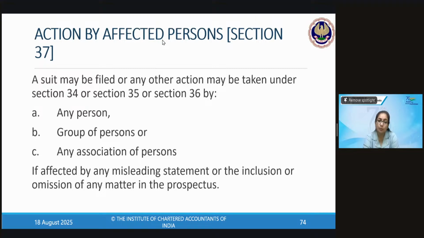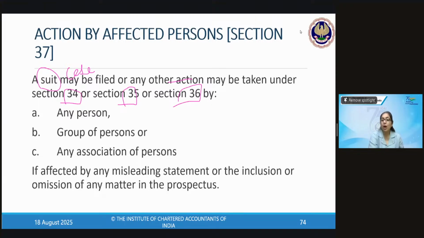Yes, Anil, all those people, any person do all those people. Suit can be filed means case can be filed. A suit के ऊपर लिख लो. A case can be filed or any other action can be taken by people who have suffered penalty under section 34, 35 or section 36.